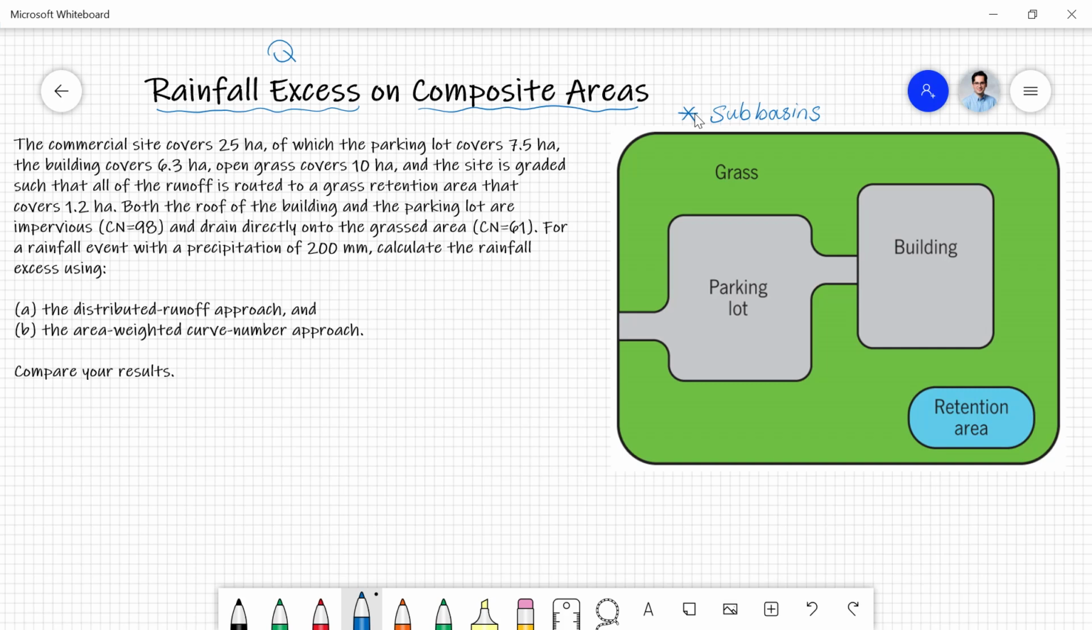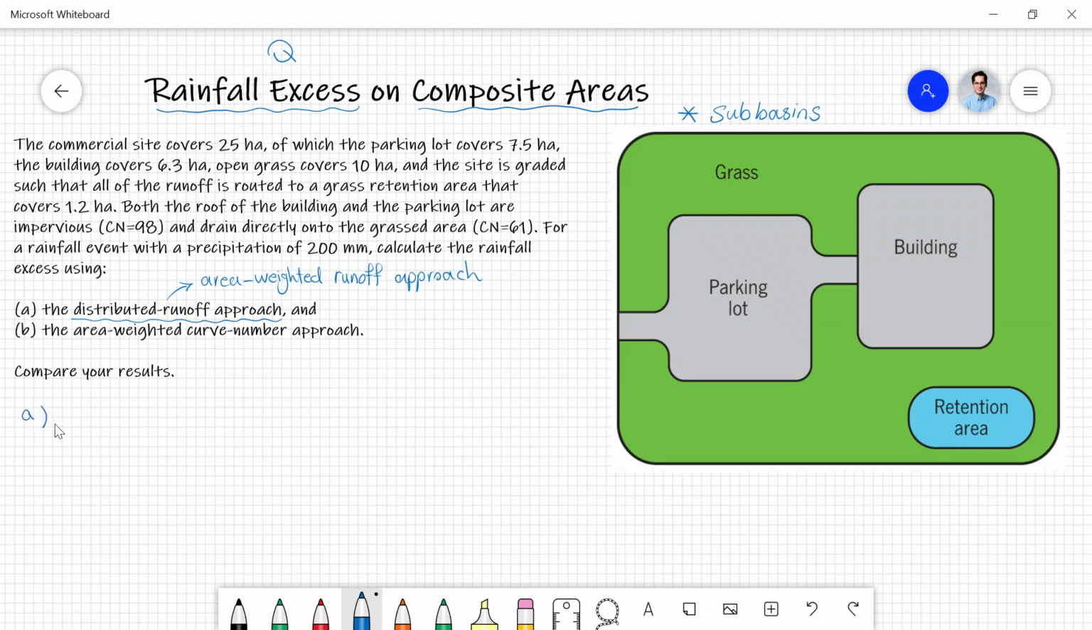So we have been asked to use SCS curve number and calculate rainfall excess or Q using two methods: distributed runoff approach and area weighted curve number approach. Distributed runoff approach is also called area weighted runoff approach. Although these two methods calculate rainfall excess, they are different. And let's talk about those differences.